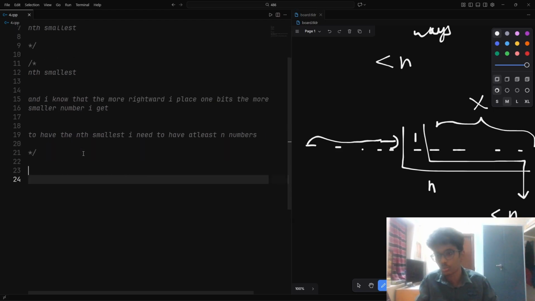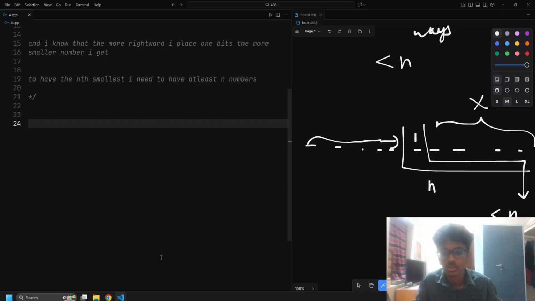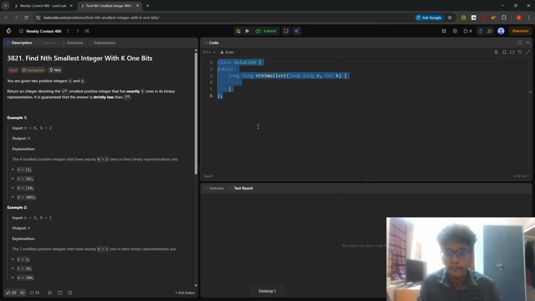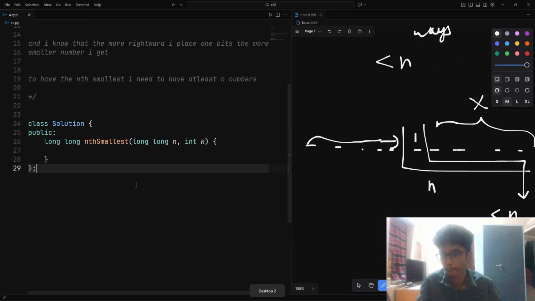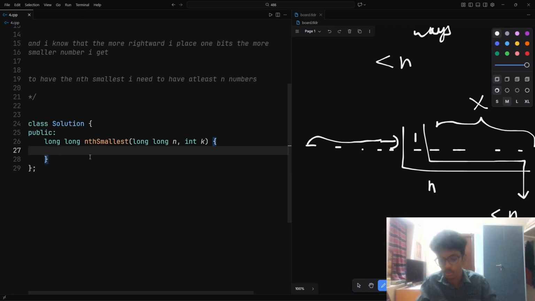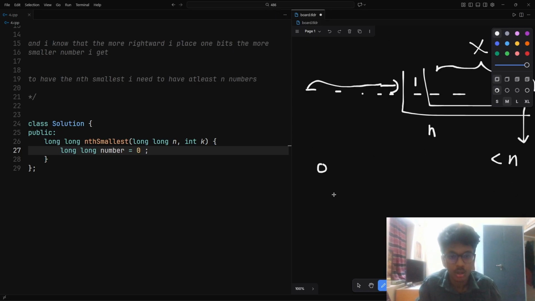Now let's code this up. Okay, so this is the function which we need to code. Let's say I have the number which I have to make. Initially, I would put all the bits of the number to be 0. That means the number is initially 0.